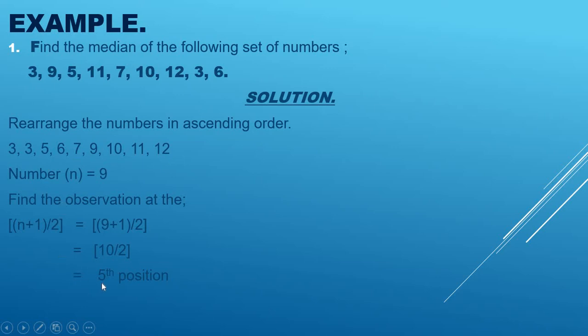Now what does this mean? What it means is that we are going to count from the very small number to the number at the 5th position, and that will be our median. Now if you count 1, 2, 3, 4, 5, the median here is this 7. So therefore the median is 7. Let's look at another example.